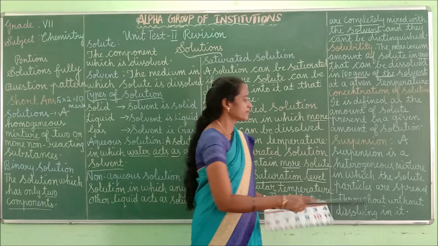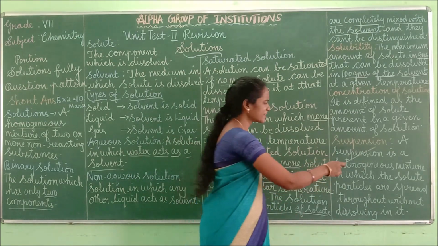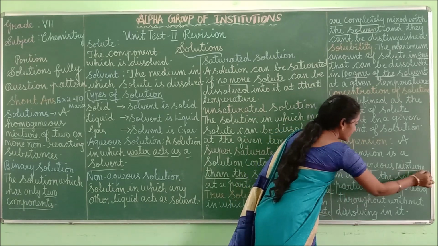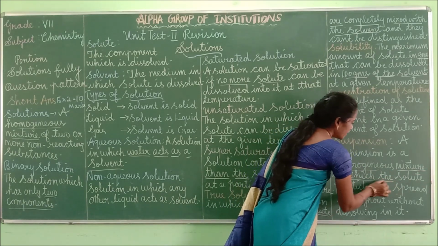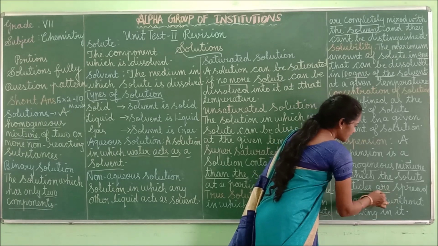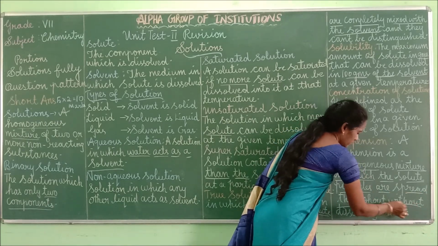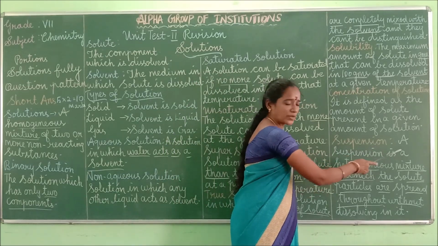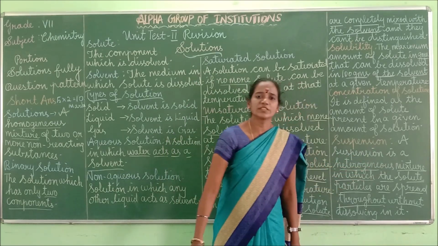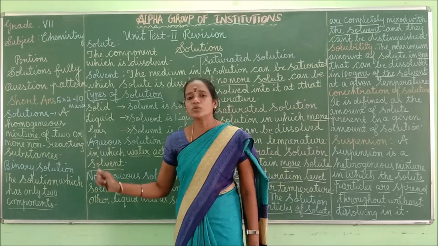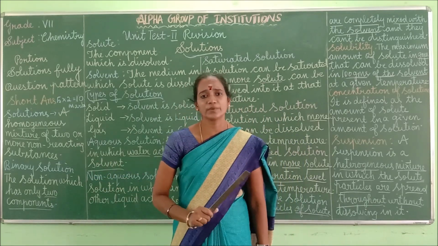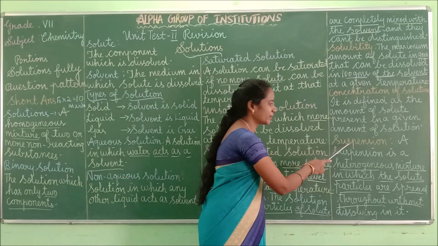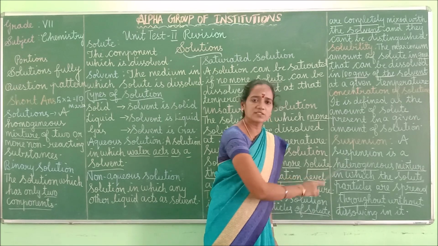So next one, suspension. A suspension is a heterogeneous mixture. This line is important. Heterogeneous mixture in which the solute particles are spread throughout the dissolving substance in it. Already we discussed homogeneous mixture. Homogeneous mixture means all the components appear as a single phase. But in suspension, it is a heterogeneous mixture.